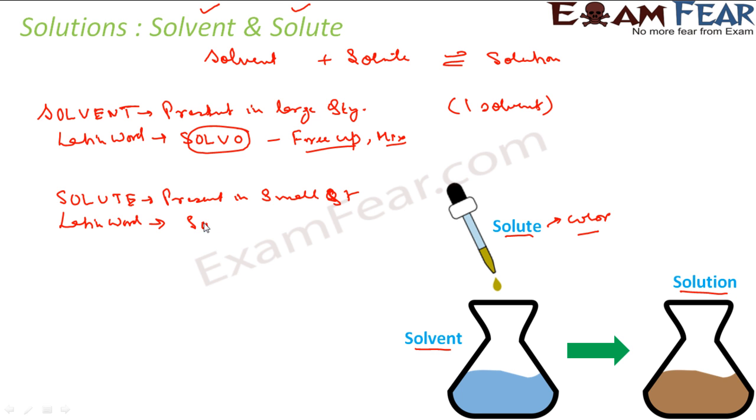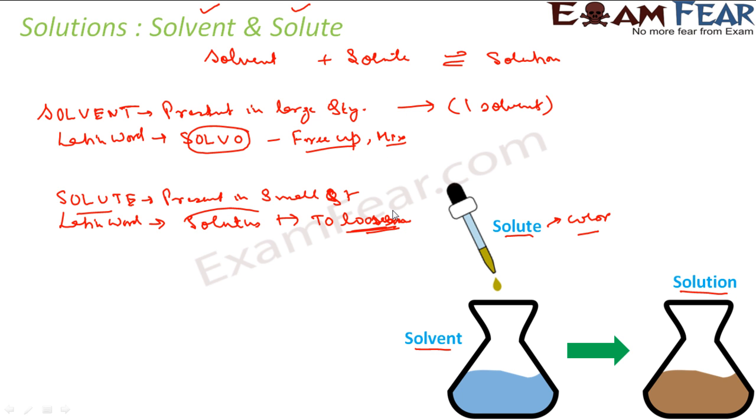The Latin word is solutus, right? And solutus means to loosen. That means something that loosens its identity is solute. Because solute is the one, you see here, I'm adding 3 drops of color. Those 3 drops are losing their identity. Or if you add 3 or 5 pinches of sugar or salt in this water, that sugar or salt will lose its identity. It will mix in this solvent. So something that loosens its identity is my solute, and something which is in the bigger quantity and helps the solute lose its identity is the solvent.